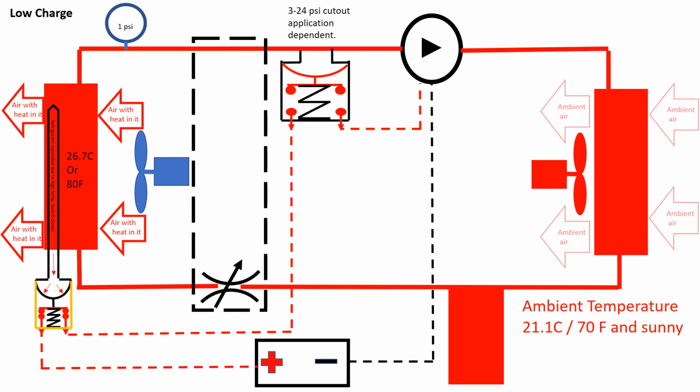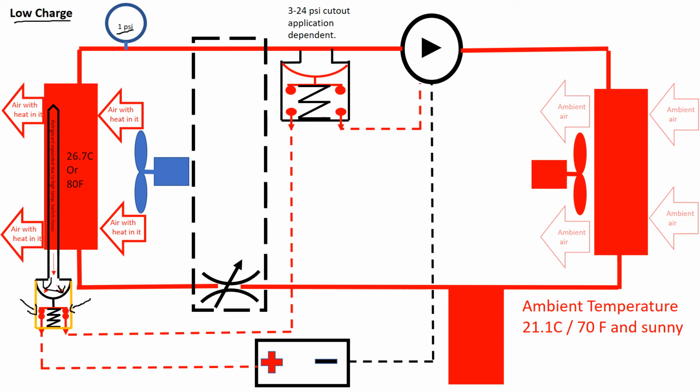Now this is essentially the exact same picture as the last one. Again, we've got 1 psi in our system. We're dealing with a low charge, and we've got a thermostat here, and all it knows is the evaporator is too warm and it wants that compressor to pump. So the switch contacts on the thermostat will be closed.